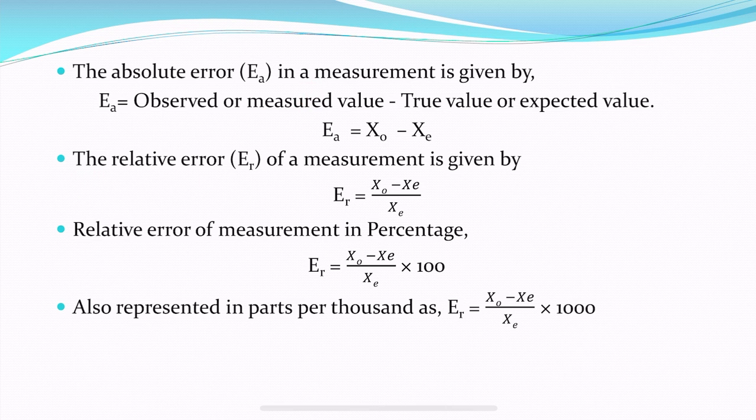Next, we will see how we calculate the relative error. Relative error is represented as ER, and is given by ER equals x naught minus XE, where x naught is the observed value and XE is the expected value, divided by the expected value XE. So, this gives the relative error. Next is the relative error of measurement in percentage. We have to convert this into percentage. Whenever we talk in general, we say it in terms of percentage. Whatever the issue is, everything can be converted into percentage.